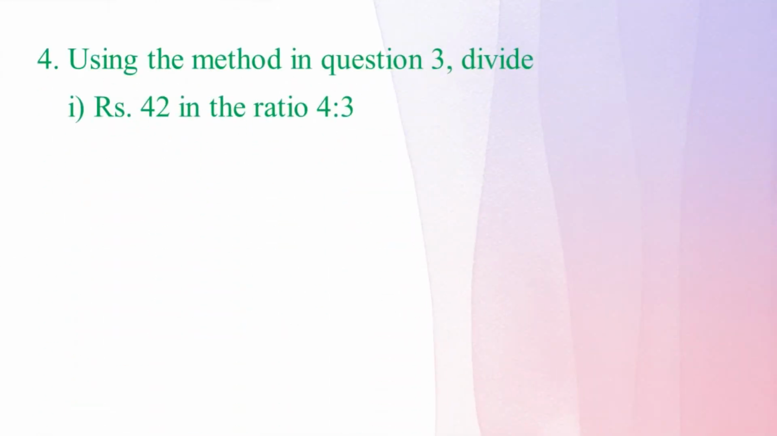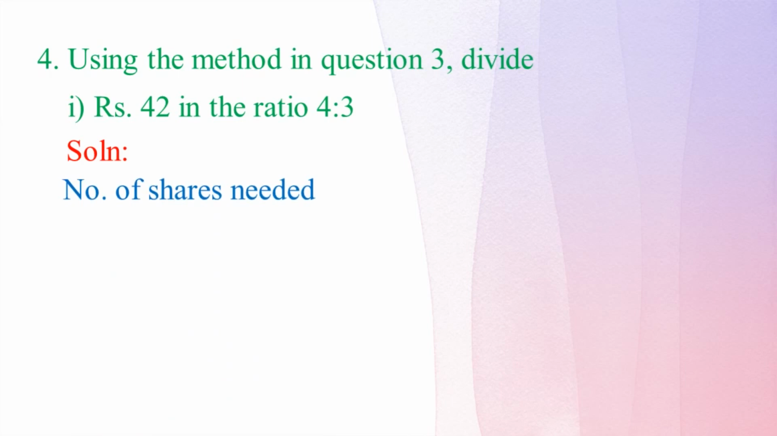Using the method in question 3, divide rupees 42 in the ratio 4 is to 3. Number of shares needed: we add the ratios, 4 plus 3 gives 7. Now we want to find 1 share. The total amount is 42 and the number of shares is 7, so 42 divided by 7 gives 6.